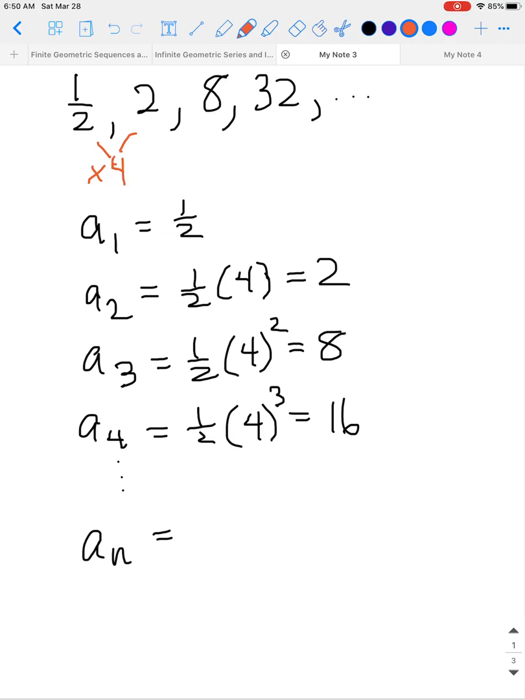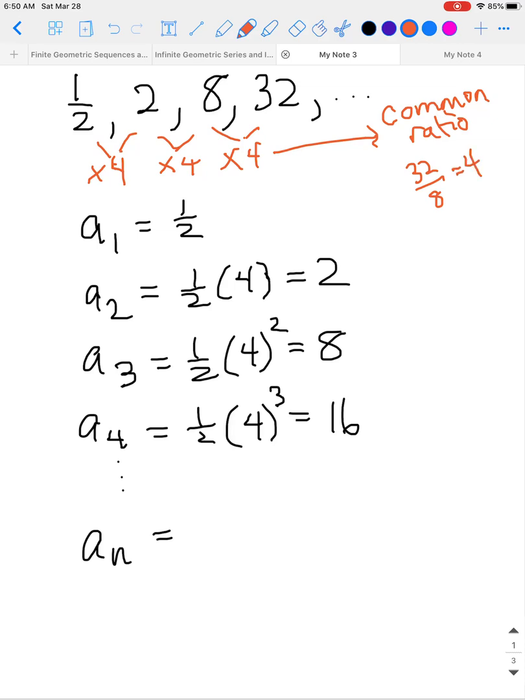So 1/2 to 2, I would have to multiply by 4, 2 to 8, multiplying by 4, and 8 to 32, I would be multiplying by 4. And this value that we're multiplying by each time is called the common ratio. It's a common ratio because if I take any two successive terms, let's say 32 and 8, the ratio between them will be that value. So kind of like dividing in reverse.